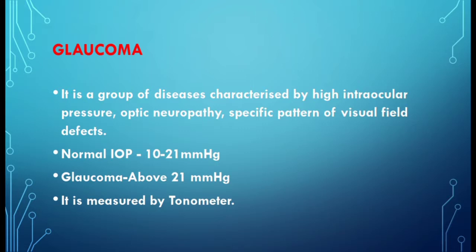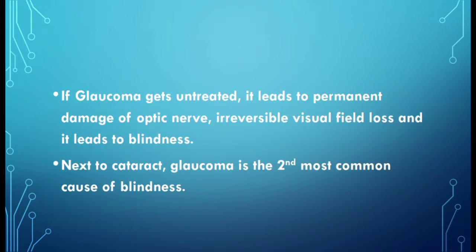Normal intraocular pressure is 10 to 21 millimeter of mercury, but in glaucoma the intraocular pressure rises above 21 millimeter of mercury, and the intraocular pressure is measured by tonometer. If we do not treat the glaucoma, it leads to blindness because the optic nerve damage is permanent and the visual field loss is irreversible. Irreversible means we cannot gain the normal visual field again. Next to cataract, glaucoma is the second most common cause of blindness.